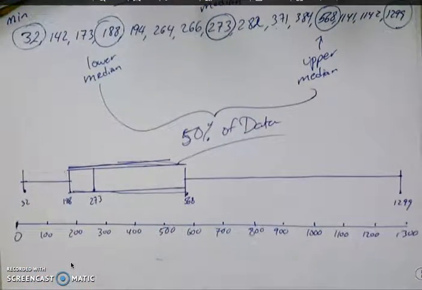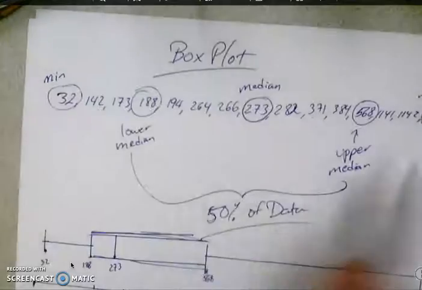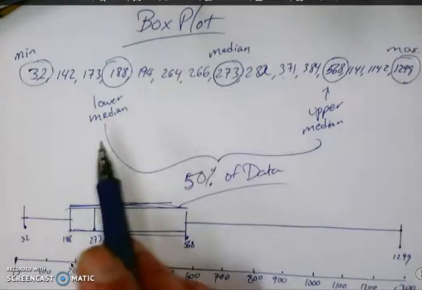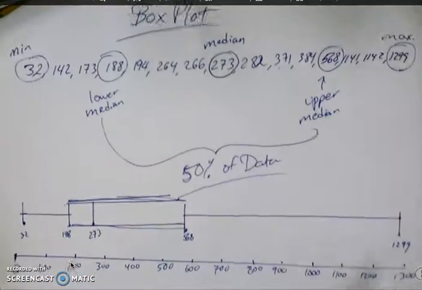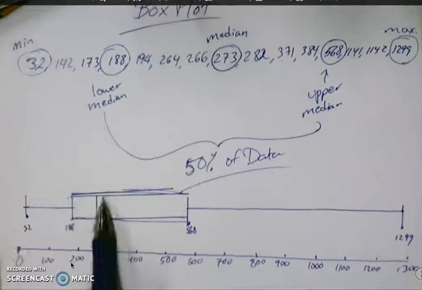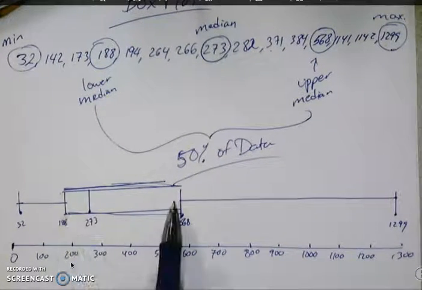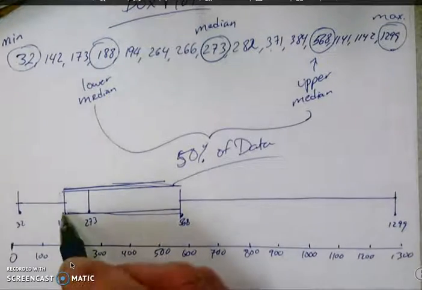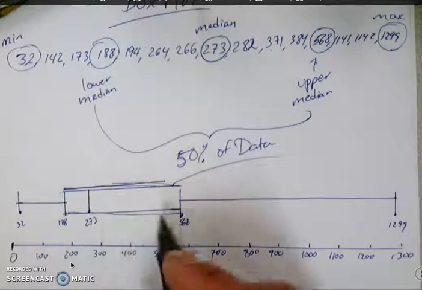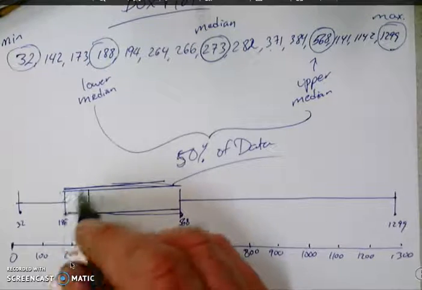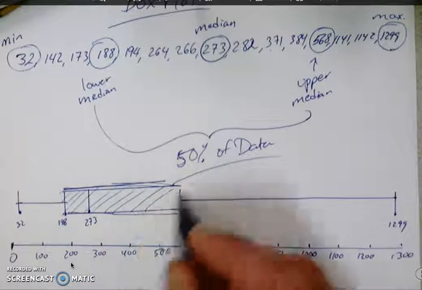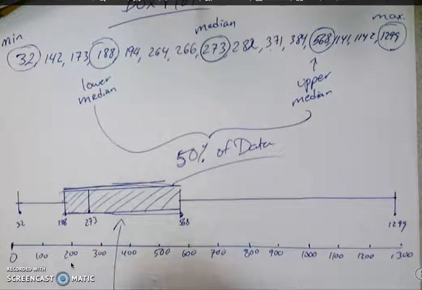Okay, so what does this tell us? If I gave you a list of numbers, it's hard to tell. You can say, well, we got some big numbers and some small numbers, and the middle is somewhere around here. Well, with this, you can look, and right there, that's the middle. The middle of a box plot is always the middle of the box, okay? This is the lower median, this is the upper median. So this whole box right here, that's where half of the data is.